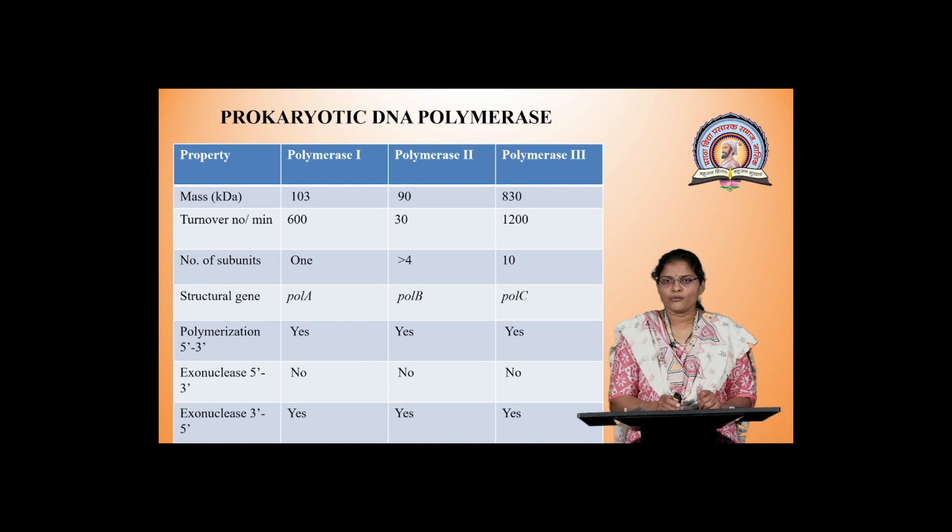Now the third one is polymerase 3. The mass of polymerase 3 is 830 kilodalton. The turnover number is 1200. The number of subunits is 10, and the structural gene is Pol C. Polymerization is in the 5' to 3' direction. It also does not have exonuclease activity from 5' to 3' end, but it has exonuclease activity from 3' to 5' end.